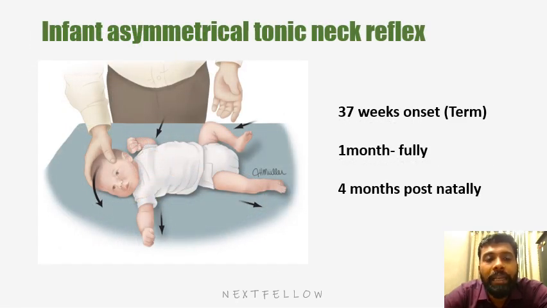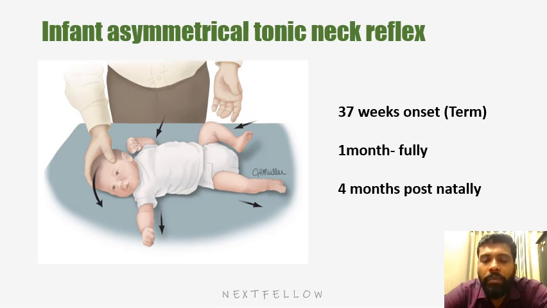This is ATNR or asymmetrical tonic neck reflex. It is seen in term babies from 37 weeks of age. It is fully developed by 1 month of age and it is seen till 4 months postnatally. It is characterized by extension of the upper and lower extremities on the side to which the head is turned, with flexion of the contralateral upper extremity. Also known as fencing posture.